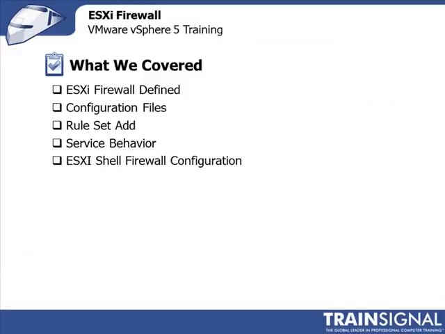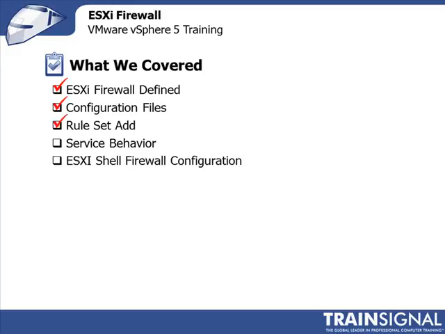So we started off by talking about the ESXi firewall. We defined it, and we went through the fact that the ESXi firewall, first of all, is a new feature with vSphere 5, and it is a stateless service-oriented firewall that you can configure either from command line using ESXCLI or from the vSphere GUI, as I just finished showing you guys. We talked about the different configuration files that you have access to. You have access to the rule set configuration files, and you have access to the services configuration files as well.